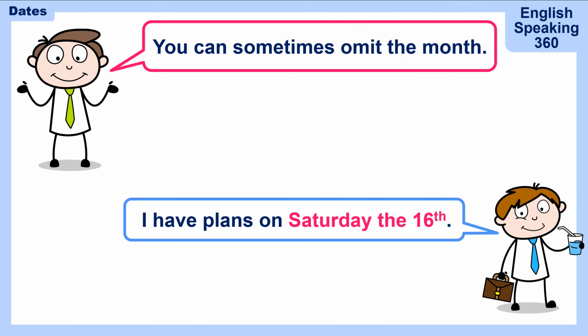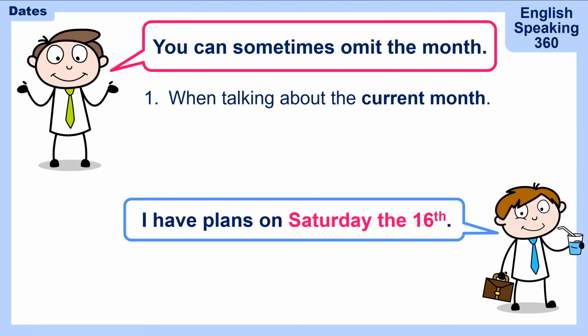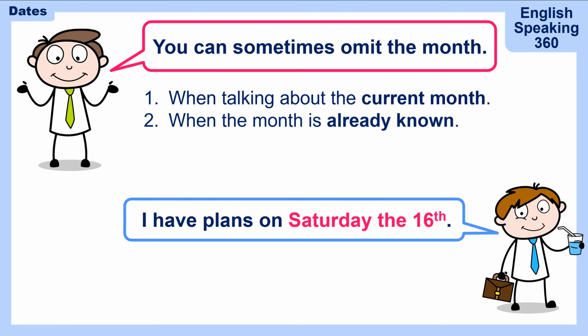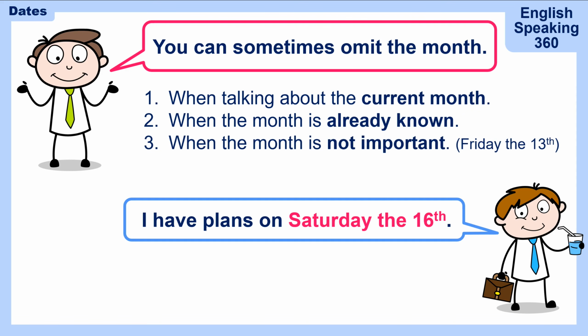You can sometimes omit the month. So when we're talking about the current month, this month, we don't need to say the month. Hey, do you have any plans for the 12th? It means the 12th of this month. When the month is already known, like in the example, I have plans on Saturday the 16th, we know it's the 16th of May. When the month is not important, we also omit the month.